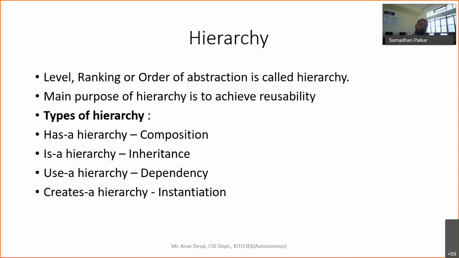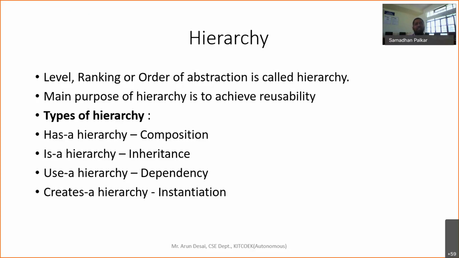How many types of hierarchies are present? There are four types of hierarchies present: has-a hierarchy, is-a hierarchy, uses-a hierarchy, and creates-a hierarchy. Of these, has-a hierarchy and is-a hierarchy are important for you. The has-a hierarchy is called composition, whereas the is-a hierarchy is called inheritance. So those two are basically important for you.